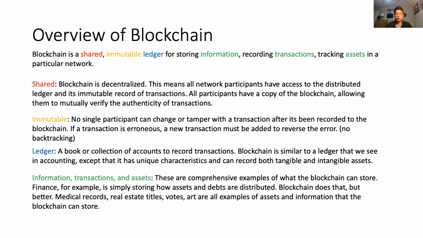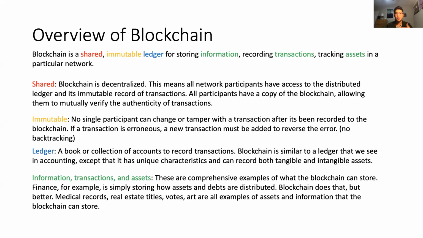So these are comprehensive examples of what the blockchain can store. Finance, for example, is just storing how assets and debts and credits are distributed, right? So that's all it is. 80% of the money we see today comes from credits, and we need a database to store how the credits are distributed, and blockchain does that, but way better. So medical records, real estate titles, boats, arts, they're all examples of assets and information the blockchain can store.